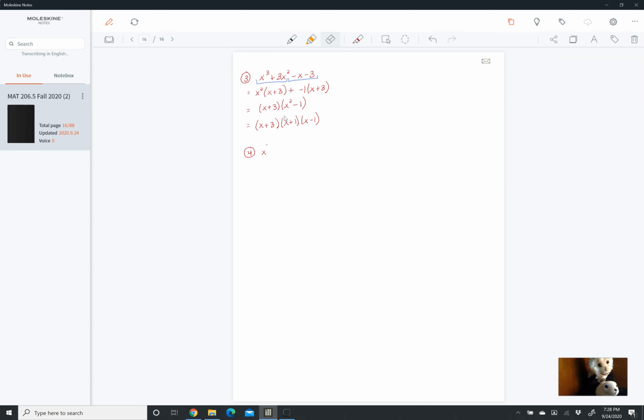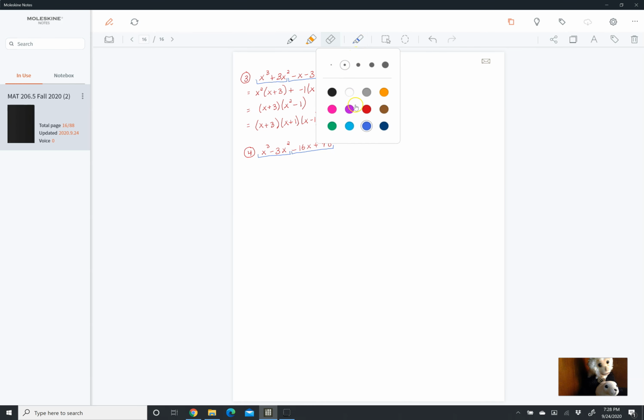x cubed minus 3x squared minus 16x plus 48. Okay, and just keep in mind with example 3, our roots would be -3, 1, and -1. So -1 from here and +1 from here. So this one, we group our terms. So we have x cubed minus 3x squared, -16x plus 48.